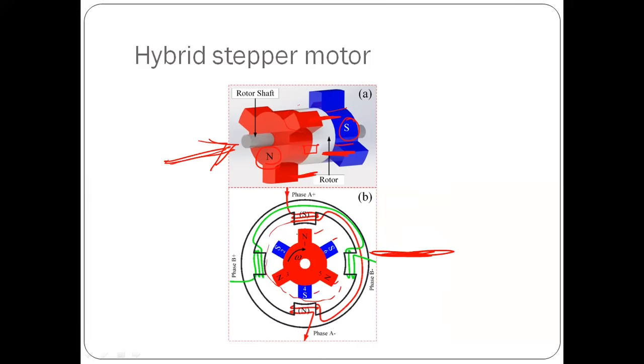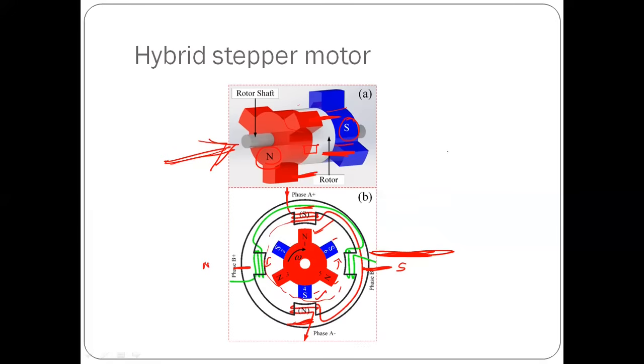Initially I'm going to give current to the stator winding such that this is north, this is south. So the south pole of the magnet will be attracted here, and the north pole of the magnet is attracted here. Now I can cut the current here, and when I give the current to phase B, B plus and B minus, this will become south pole and this will become north pole, and hence this north pole will be attracted here, and the south pole will be attracted here. So I can repeat this. When I keep on repeating this, the motor will rotate accordingly.